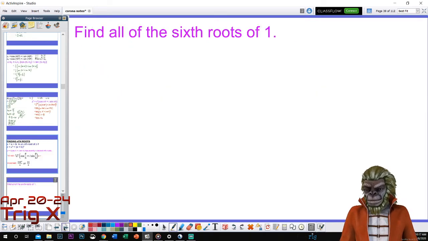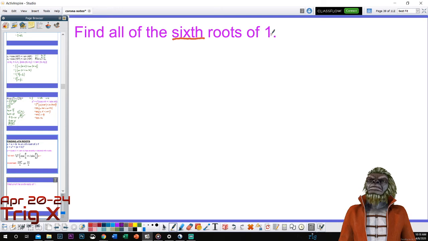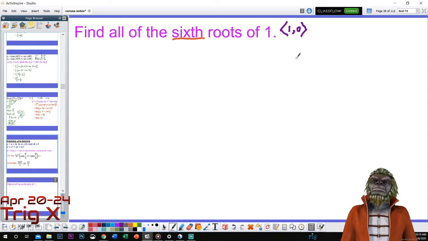Let's do one together. Now, something you don't want to see up here is a big number like this one. If you have a big number, that means you're going to have that many answers, remember. So if it's the 6th root, you're going to have 6 answers. If we have a cube root, that's 3 answers, and so on. Alright, so here we go. 1. Well, 1 is the same as 1 plus 0i. Or we're going to think of this in vector form, that would be 1, 0.